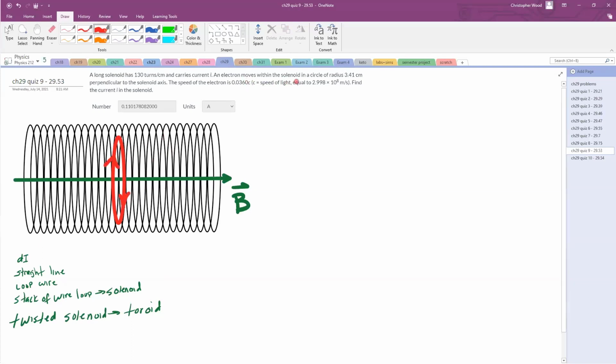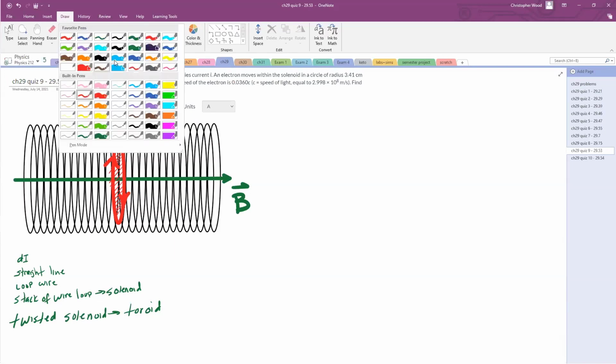An electron moves within the solenoid in a circle with a known radius perpendicular to the solenoid axis. So here's the plane of my circle right here, and the plane of the circle is perpendicular to my solenoid axis. So that looks good. We know the speed of the electron; find the current in the solenoid. So that's what we're after here.